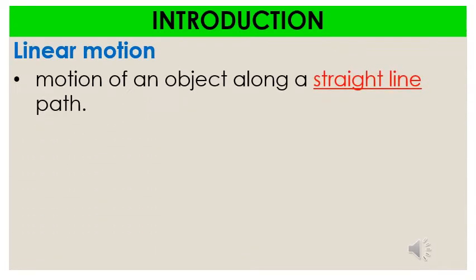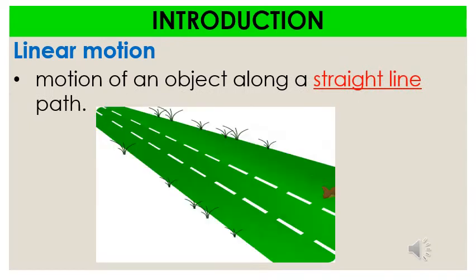Can you recall what is linear motion? Linear motion is motion of an object along a straight line path.